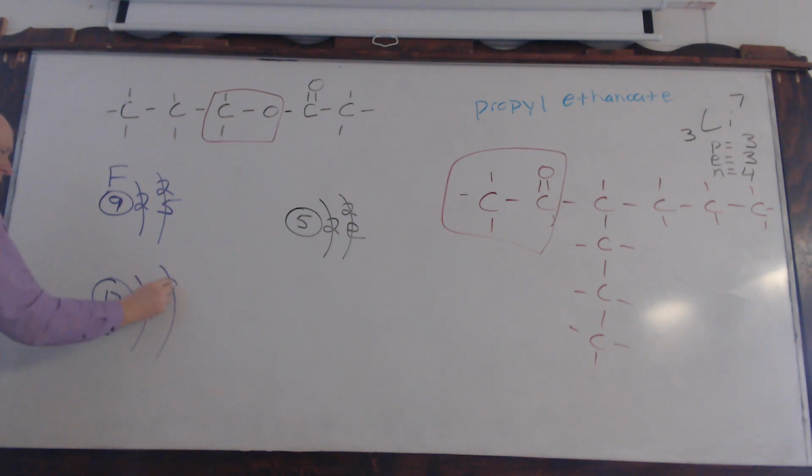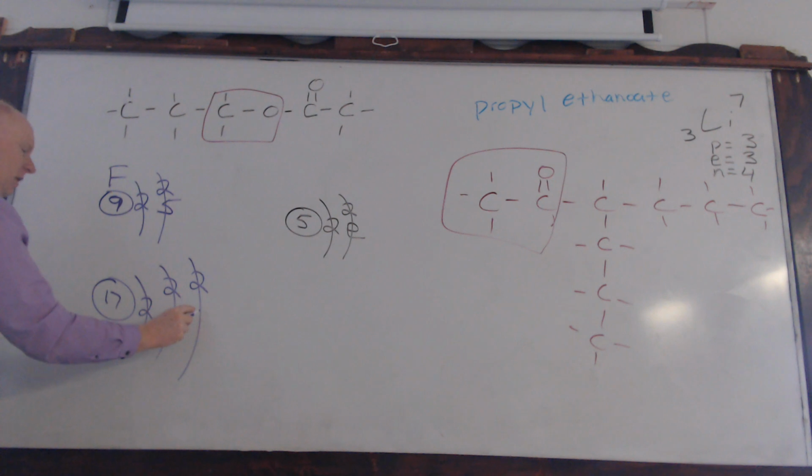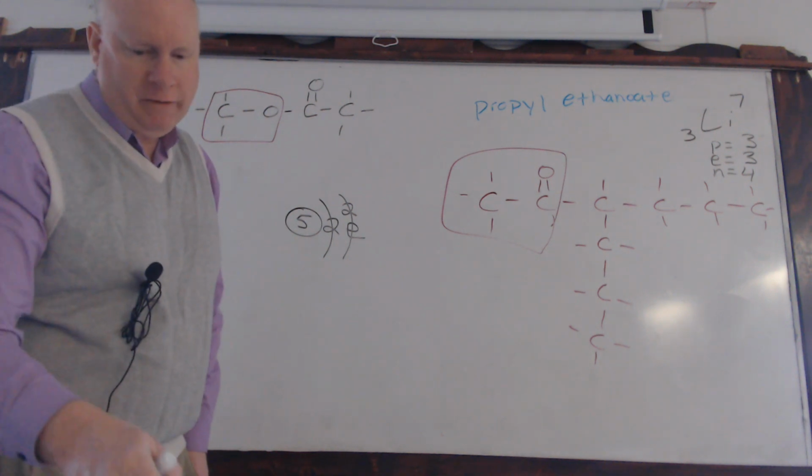1s2, 2s2, 2p6, 3s2, 3p what? 6. Oh, 5. I thought it said 12 up there, my bad. What is 6 plus 6? 12. Plus 5? 17.